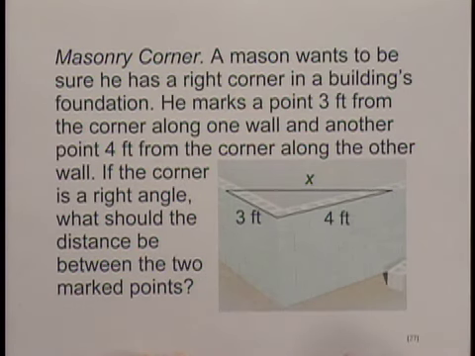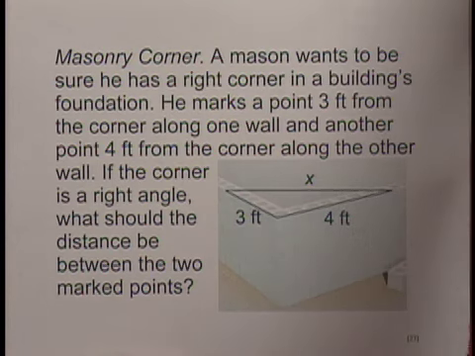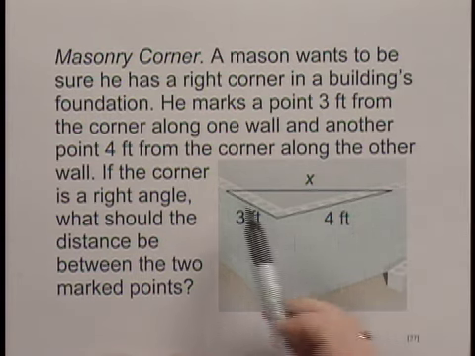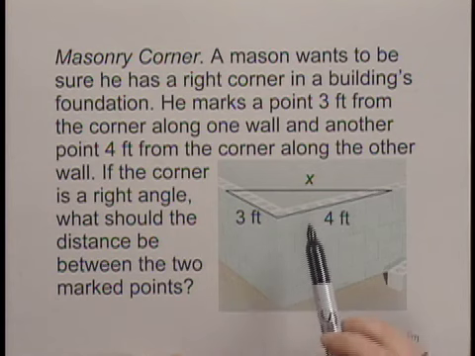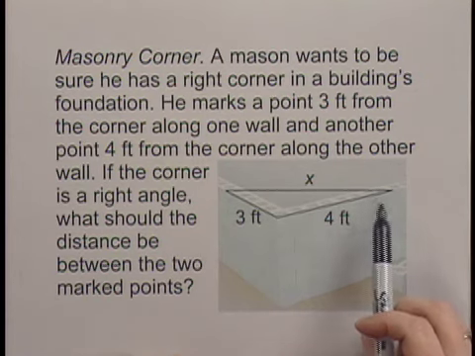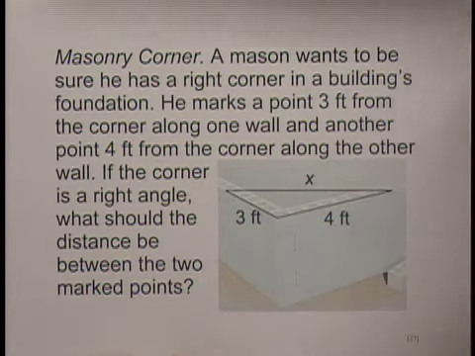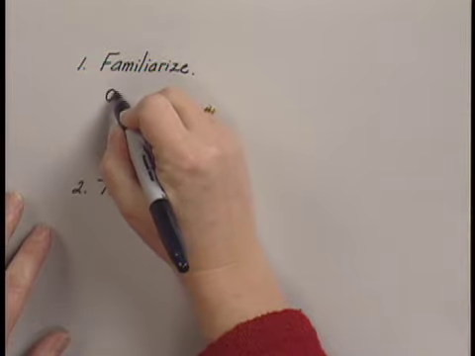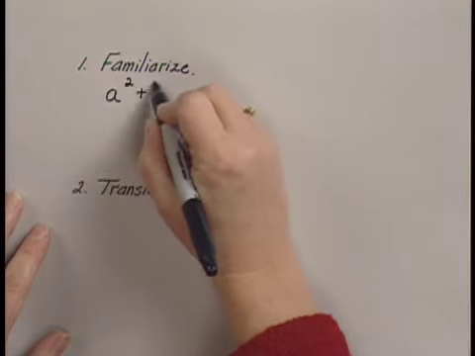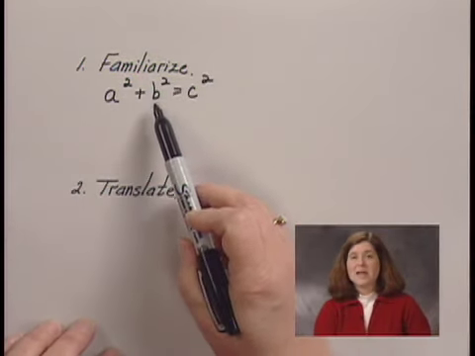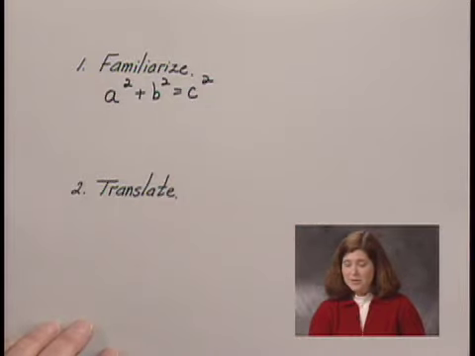We're going to solve this using the 5-step problem-solving process, and our first step would be to familiarize ourselves with the situation. We don't have to draw a picture because we already have a picture drawn, and we have the sides labeled. What we notice is that we have a right triangle, and we need to remember that when we have a right triangle, we can use the Pythagorean equation a squared plus b squared equals c squared, where a and b are the legs of the right triangle and c is the hypotenuse.